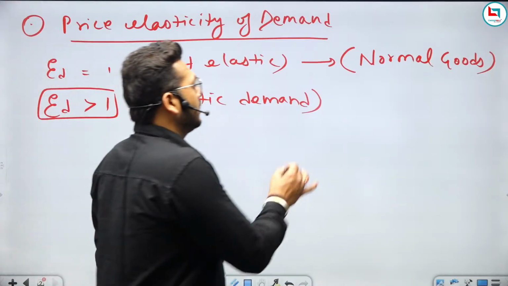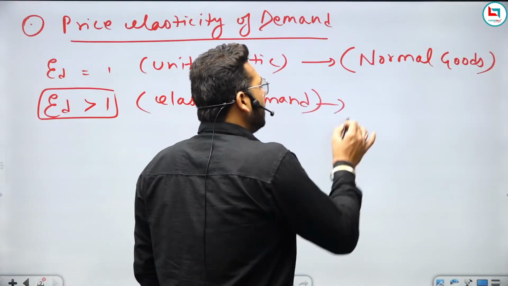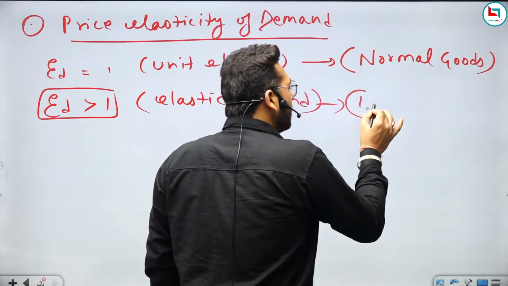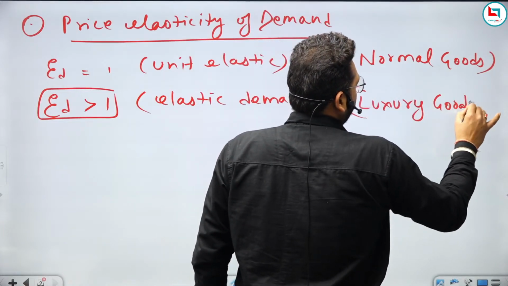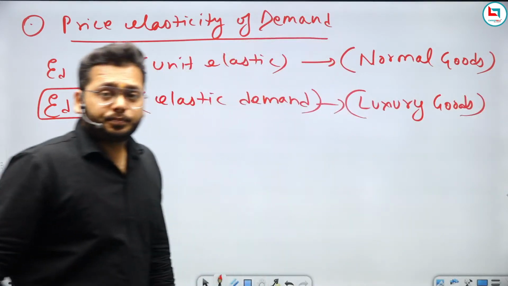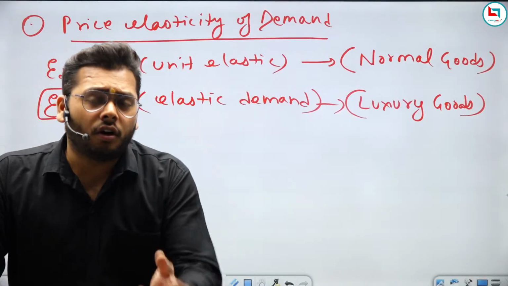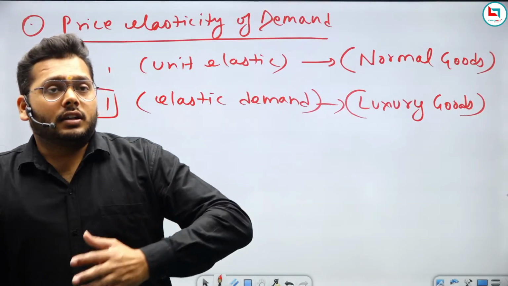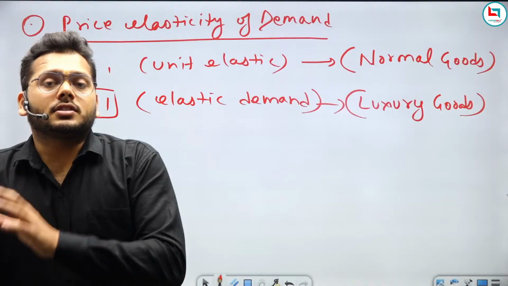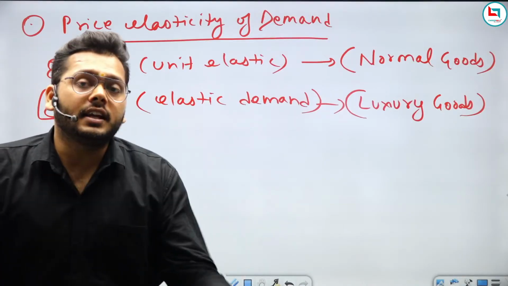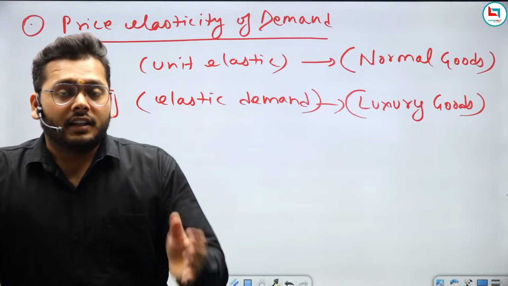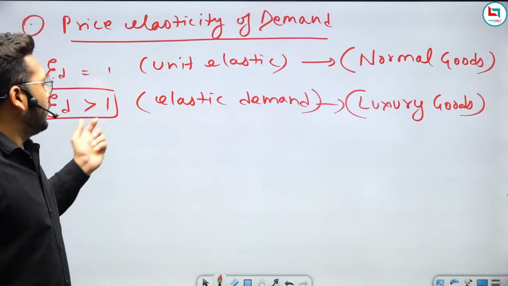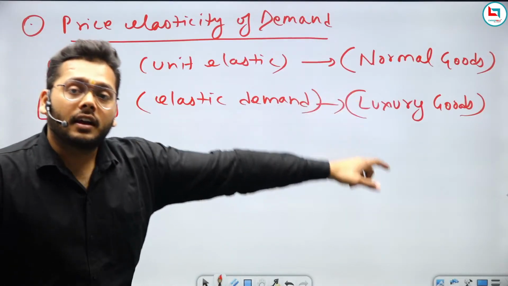And this is seen in which type of goods? In luxury goods. If the prices of luxury goods drop, the demand of rich consumers changes highly, it fluctuates highly. This is why this type of elastic demand comes in luxury goods.